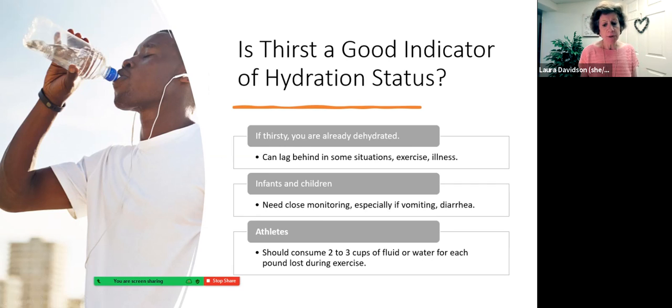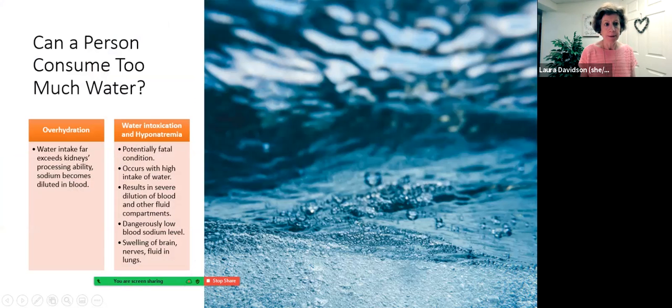So for athletes, for instance, they need to know that they should hydrate before, during, and after exercise, and they need to make up for any lost body weight from before to after with 2 to 3 cups of fluid for each pound. For children and infants, we watch them very closely when they're losing more fluid than normally through an illness and vomiting and diarrhea.